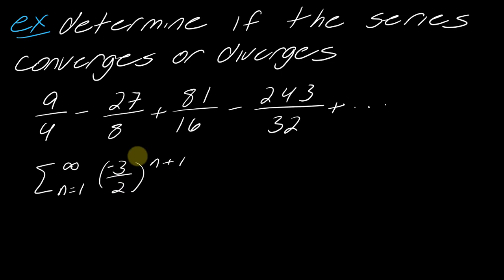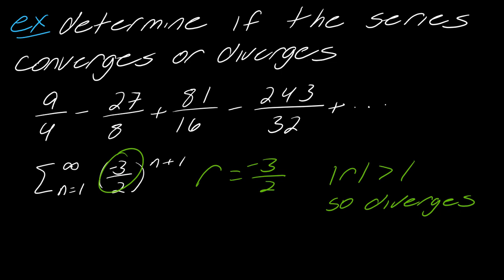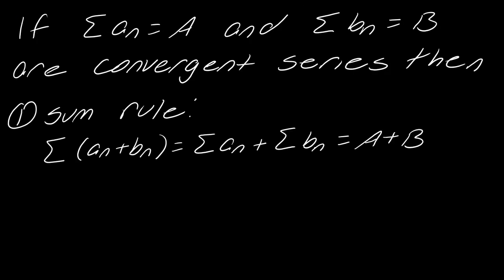And now that I've written my sum like this, I can much more easily tell what is going on with it. So I can see here, my r is this -3/2. And so since r is now a number greater than 1, the absolute value of it is a number greater than 1, boom, it diverges. We don't have to go any farther. So that's why it's kind of helpful to have this, because then you can really easily pick out your r.